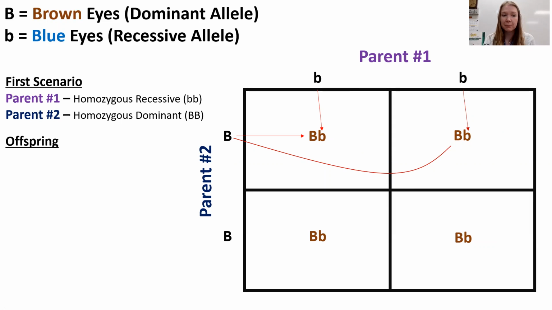So looking at the offspring, for each of the 4 cases, all the offspring were heterozygous. So there's 4 out of 4, 100% were heterozygous. Therefore, all the offspring will have brown eyes. That's because there is a dominant allele present in all scenarios, and it only takes 1 dominant allele for that trait to be displayed. So if these 2 parents had a child, no matter what, they would have a child with brown eyes.